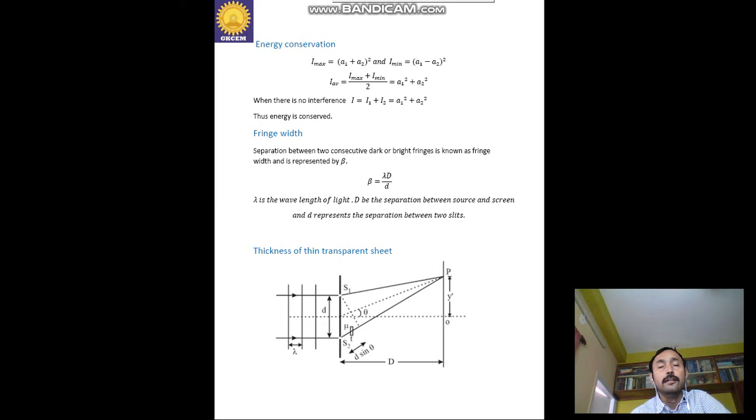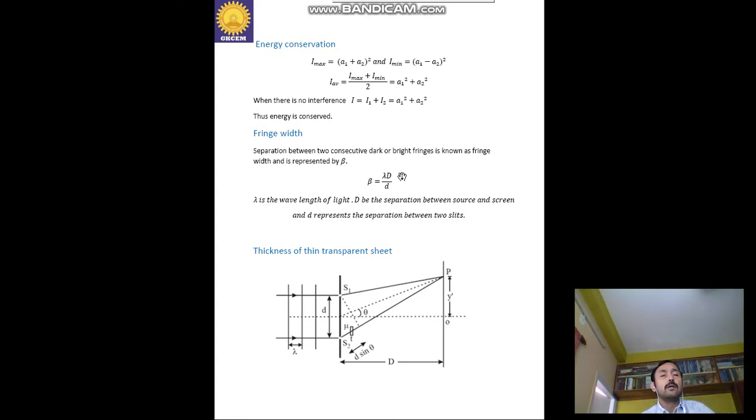Energy is only redistributed from bright fringe to dark fringe or dark fringe to bright fringe. That means energy redistribution will occur. There is no destruction of energy or creation of energy. There is only redistribution from bright to dark or dark to bright. Next part is fringe width.